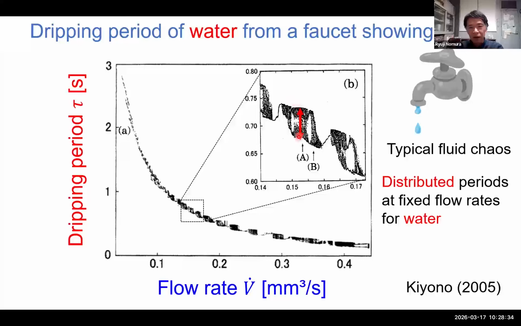For water, this distribution was known to be caused by chaos in the fluid motion. And this is a very well-known example of fluid chaos. It has a wide distribution and it looks a little bit irregular. And this is quite different from our observation.